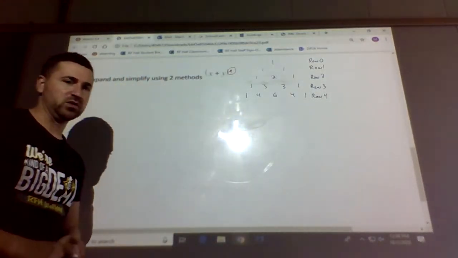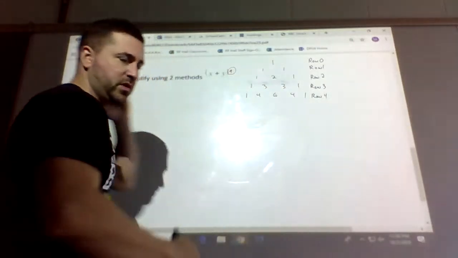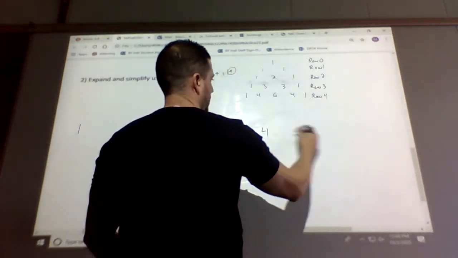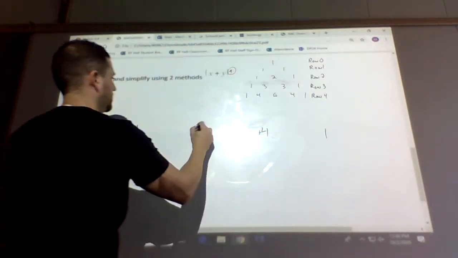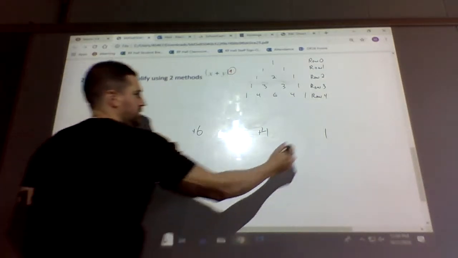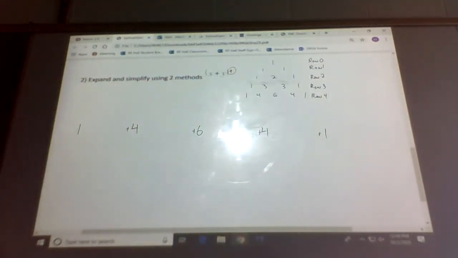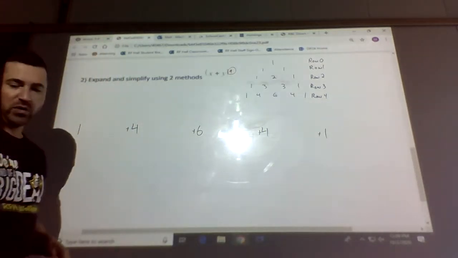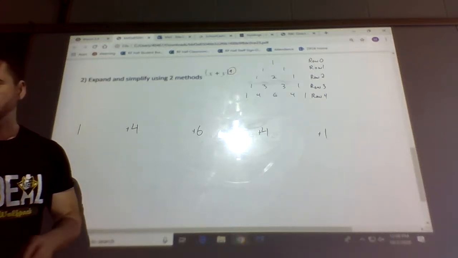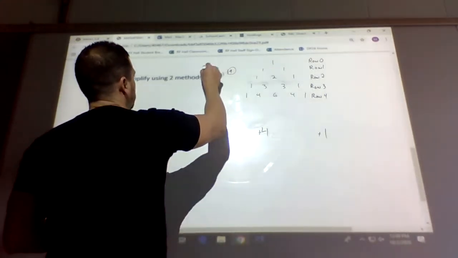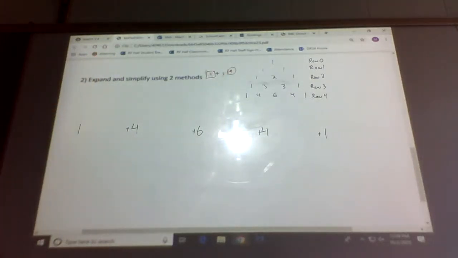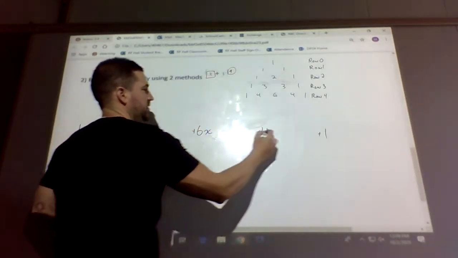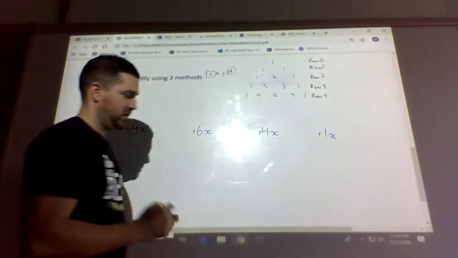Okay, so once you have the rows out, you're going to write out the numbers: 1, 4, 6, 4, and 1. I'm going to just put plus for all of them. It's always going to be plus, no negatives here. Then we take the first term in the bracket and put it beside each of the numbers. Our first term is x, so we put an x next to all the numbers: x, x, x, x, and x.